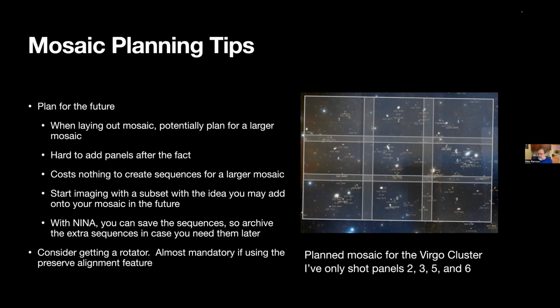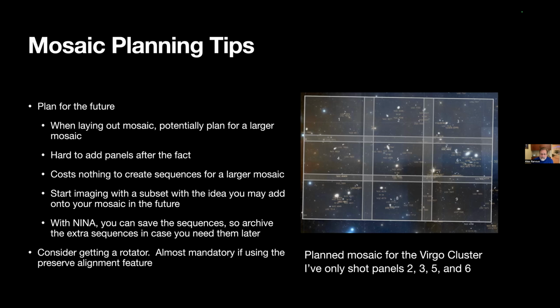Here's an example of the Virgo galaxy cluster. I had shot Markarian's Chain and squeezed it into one panel, but decided to go larger. And so I planned for a 9-panel mosaic, but last year I only shot 4. I only shot panels 2, 3, 5, and 6. So I currently have a 4-panel mosaic of this area, and I'm going to circle back and add the other 5 panels this year, is my plan, when galaxy season's in full swing.